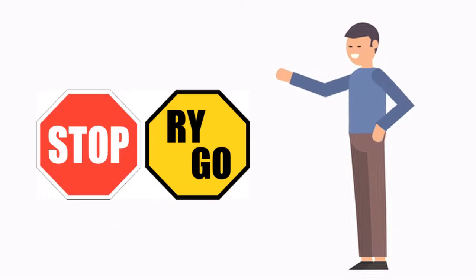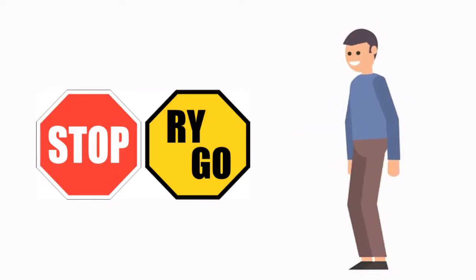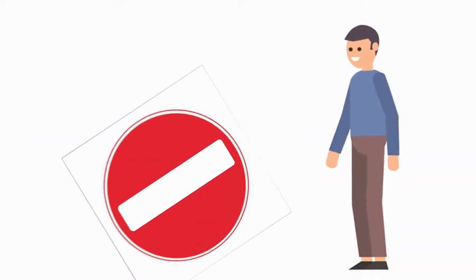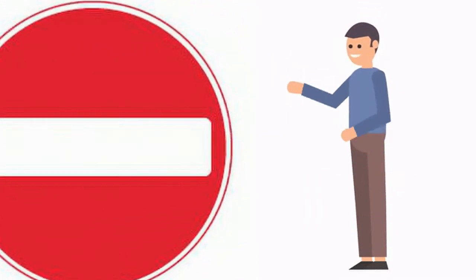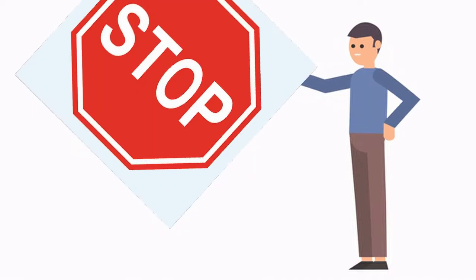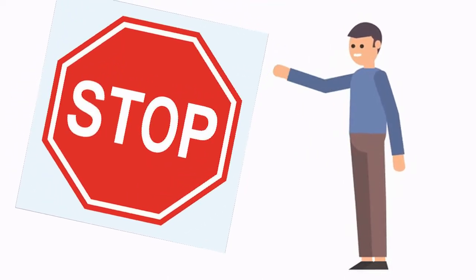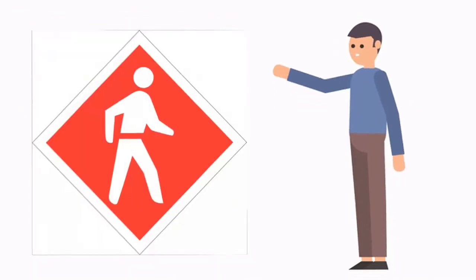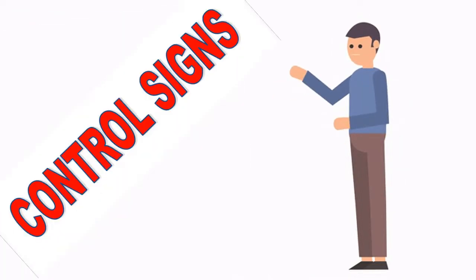There are temporary versions for some of these signs and they have yellow, red and black color combinations, although control signs are usually round. There are exceptions, such as the octagonal stop sign, triangular yield sign, and diamond-shaped pedestrian priority signs. Let's start with the control signs.